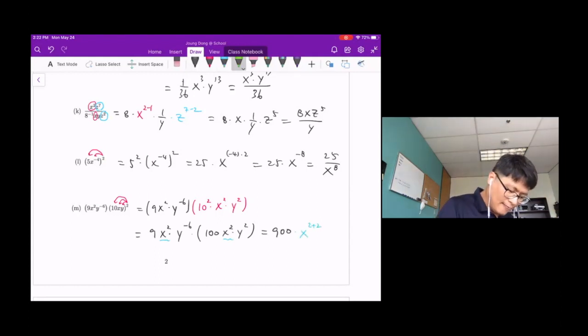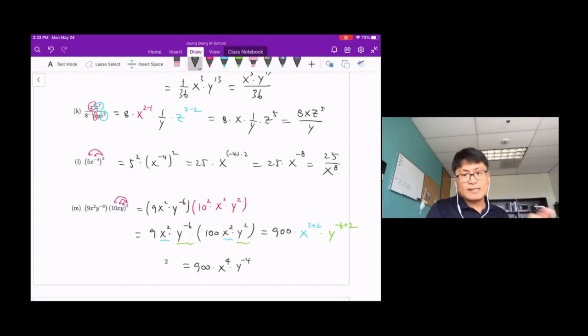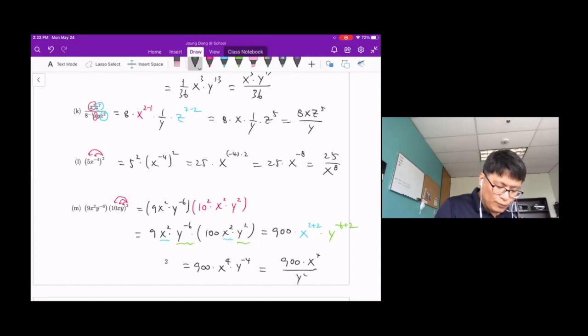And then the y term, right? Same thing, we're going to add up the y exponents, right? And then that is equal to 900 x to the 4 and y to the negative 4. Since y has the negative power, we're going to put it down as the denominator, okay? So finally, we can write this one as 900 x to the 4 over y to the 4. Even though they have the same power, there's nothing to do, okay? Since they have different bases, there's no way to combine or simplify, okay?